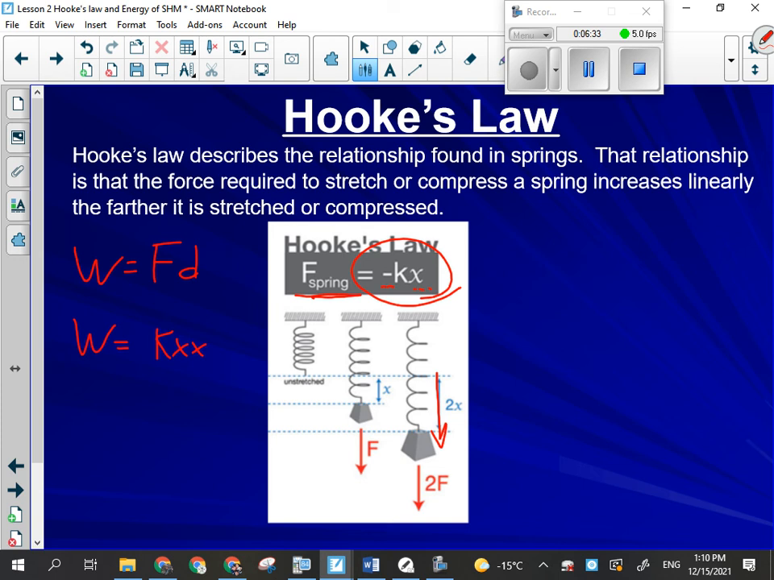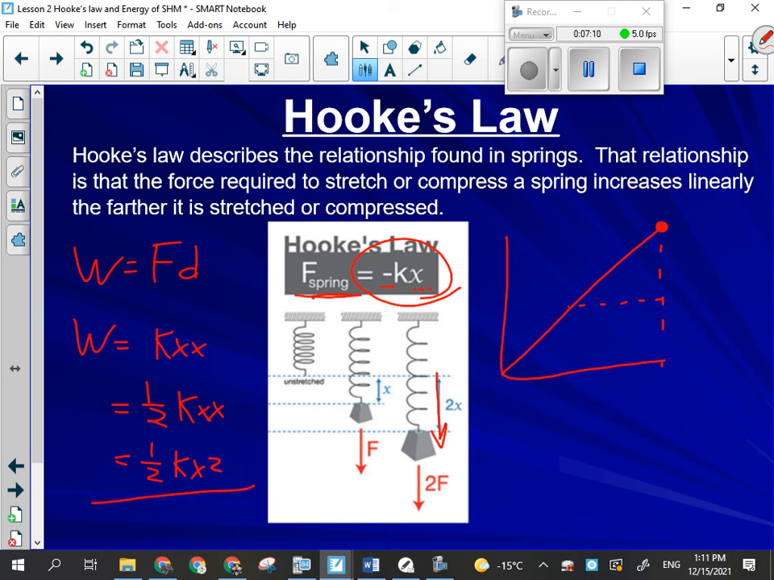But we have to remember that this is a linear relationship, so I can't just use my maximum force. I have to use my average force, because force times distance actually says average force times distance. So the average force is how much of the maximum force? Half. So when I calculate the average force, I take 1/2 kx, or 1/2 kx.